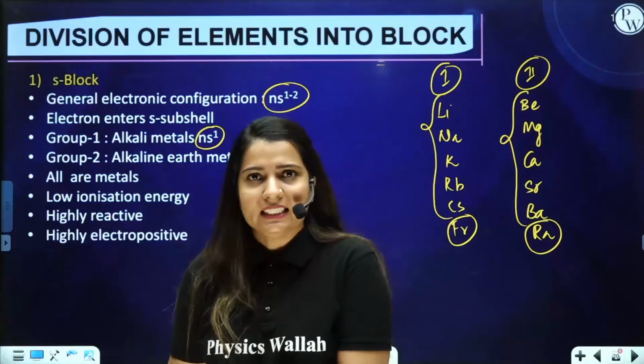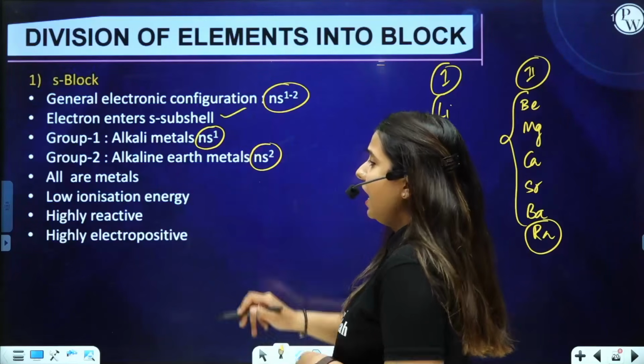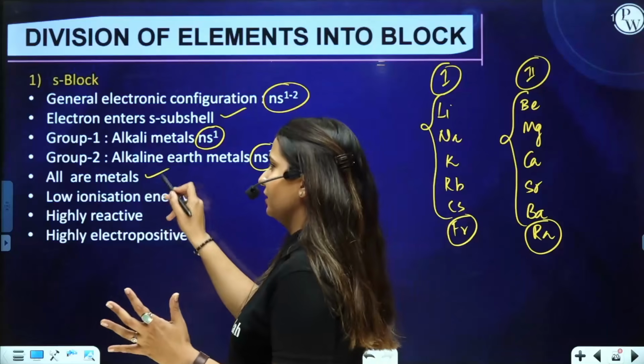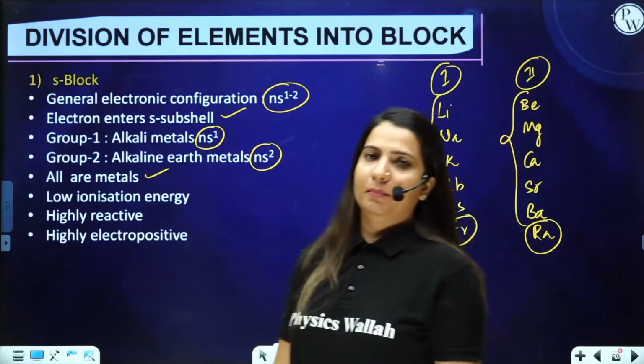If the last electron enters the d subshell, you are a d block element, right? So the definition is done. After that, all of these elements are metals. Consider any of these elements, all of them are metals, right?